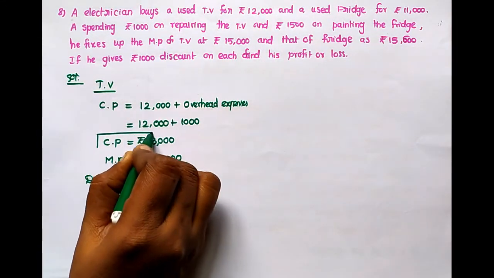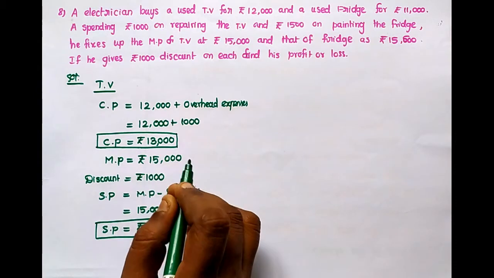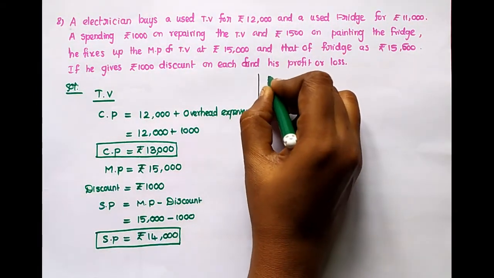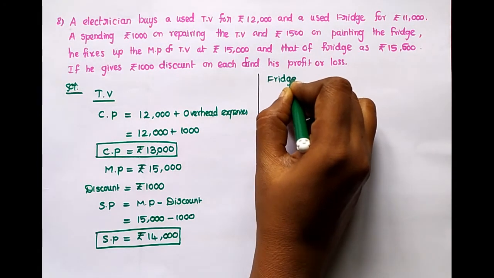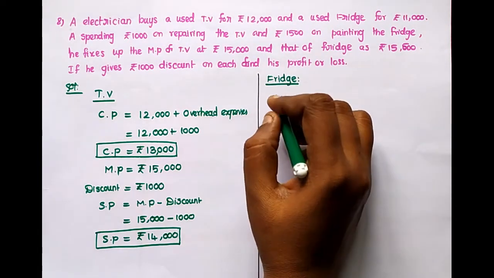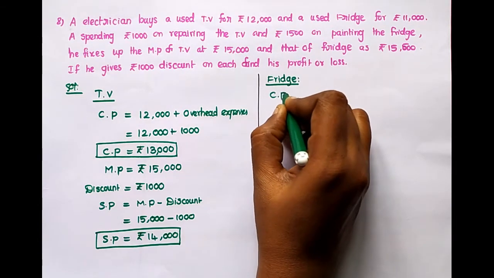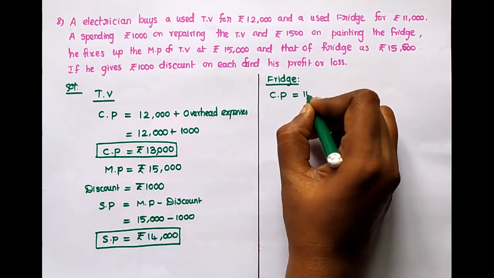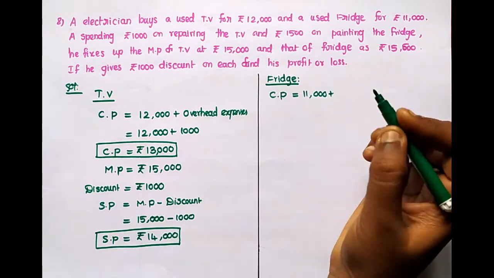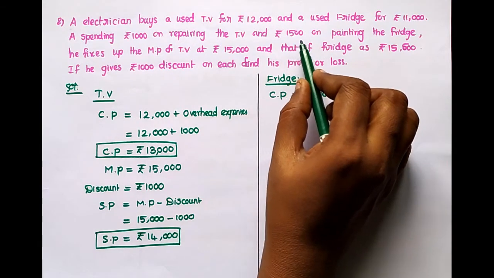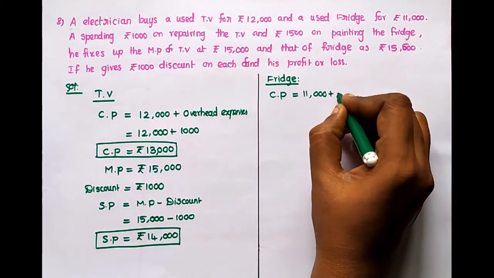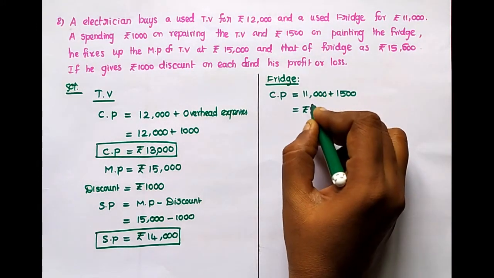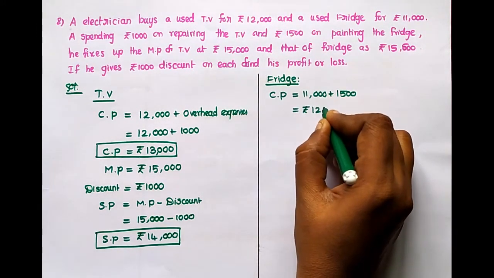Cost price here, selling price this one. Now fridge. Cost price of fridge equal to, listen, 11,000 rupees plus overhead expenses, that is painting charge 1,500. So totally cost price 12,500.